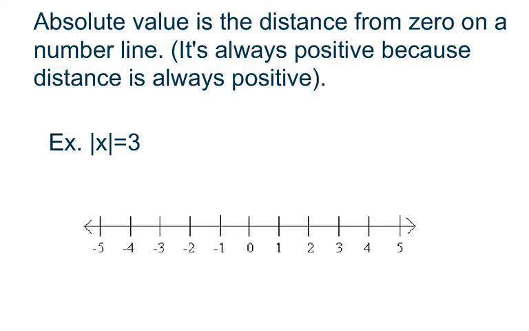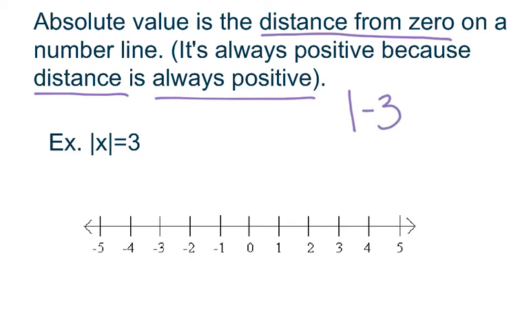So absolute value is the distance from 0 on a number line. And it's always positive because distance is always positive. So when you had stuff like the absolute value of -3, it would equal 3 because the distance from 3 to 0 is 3. Or the distance from -3 to 0 is 3. So that brings us to our next thing.